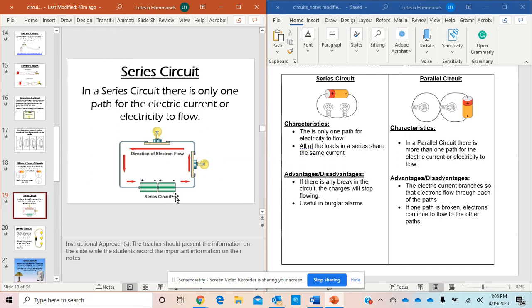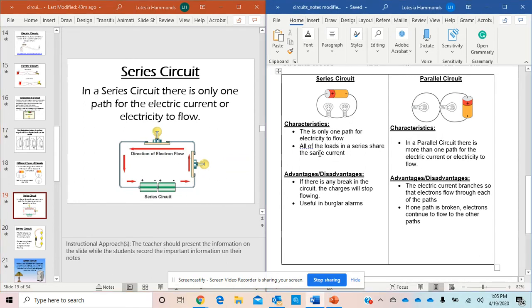So again, we said that the energy is going to go from the negative to the positive side. So this is the negative side of our energy source. We actually have 2 batteries loaded here because more energy is needed because we have 2 light bulbs. So if you look at our arrows, it shows you the direction in which the energy is flowing.